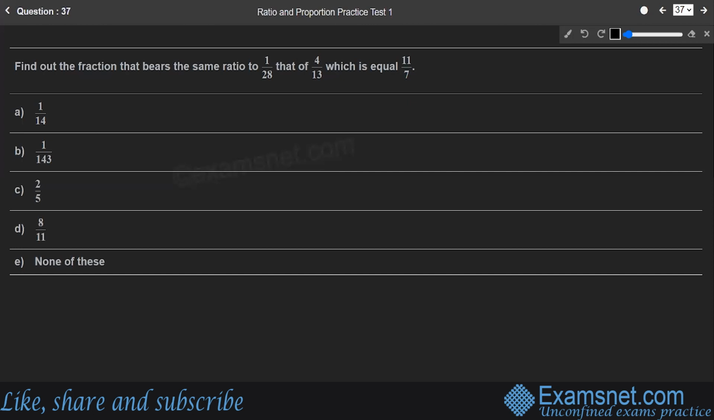Next, they say find out the fraction that bears the same ratio to 1 by 28 that 4 by 13 bears to 11 by 7. Okay, so they're asking what is that number that will bear the same ratio to 1 by 28 that 4 by 13 bears to 11 by 7. So let's say that number or that fraction they are asking for is x.